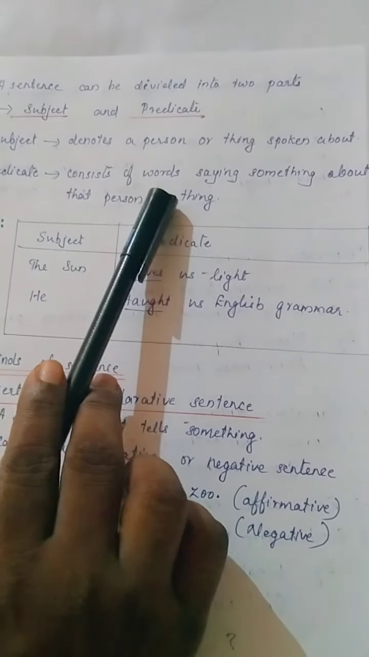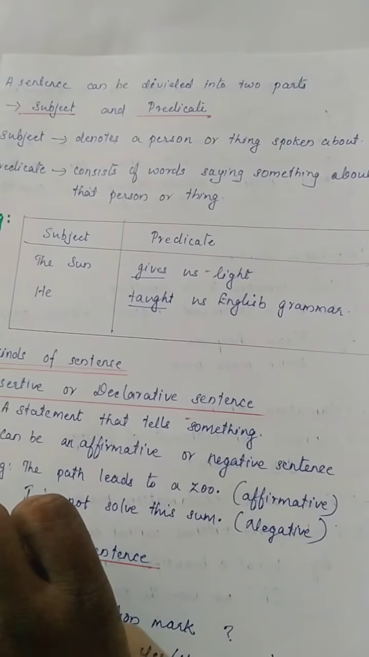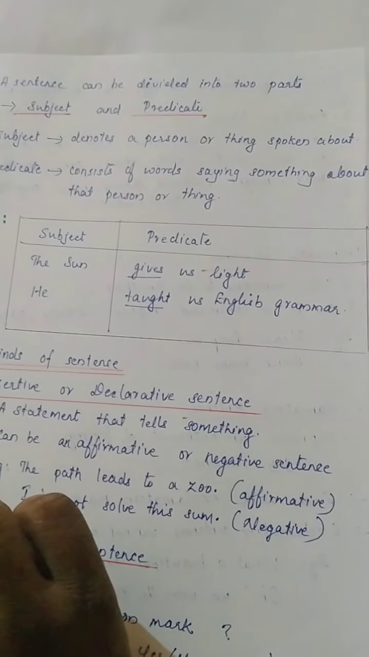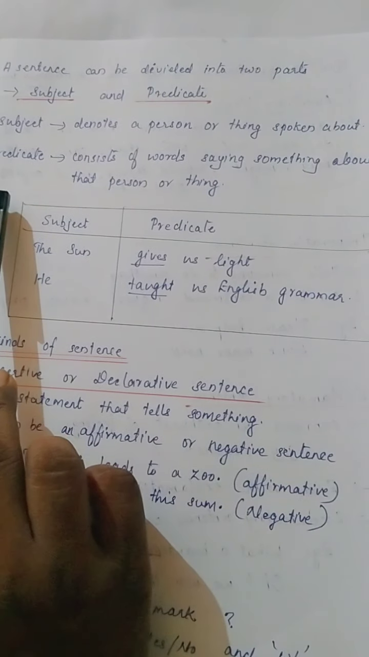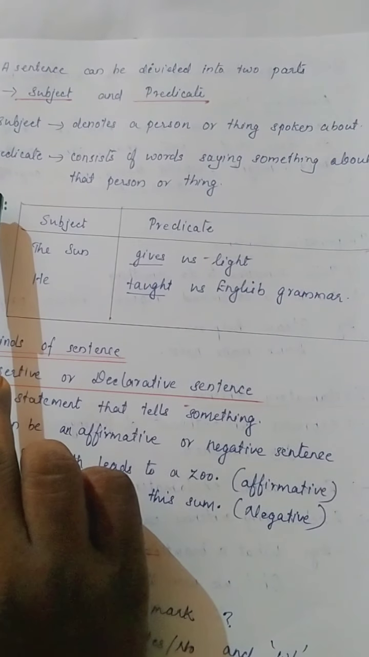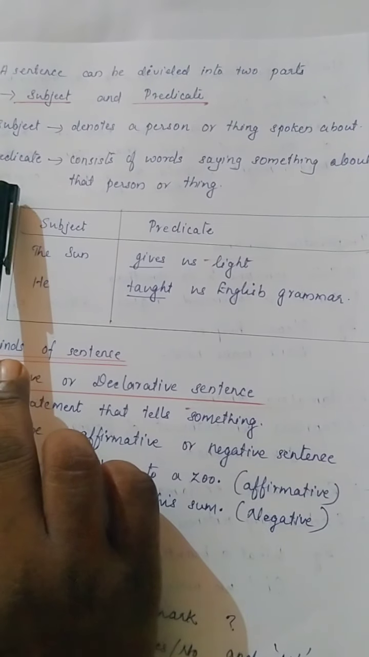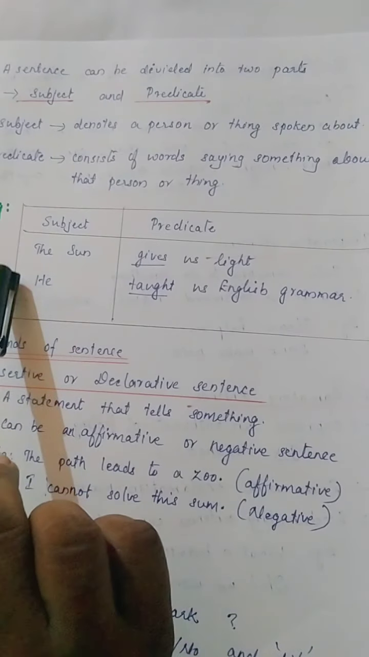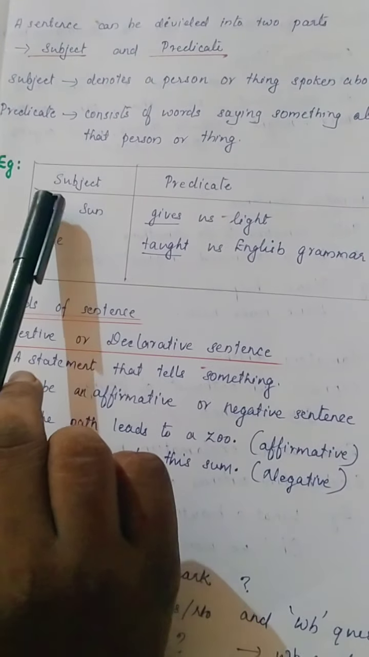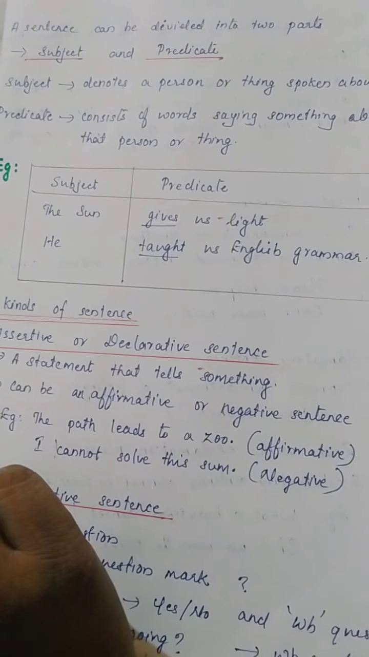Predicate consists of words saying something about that person or thing. First I have told who is doing the action in a sentence, that is the subject. Predicate is what that subject is doing or what it is telling about that subject. It will be clear through this example. So one sentence we can divide into two: subject and predicate.